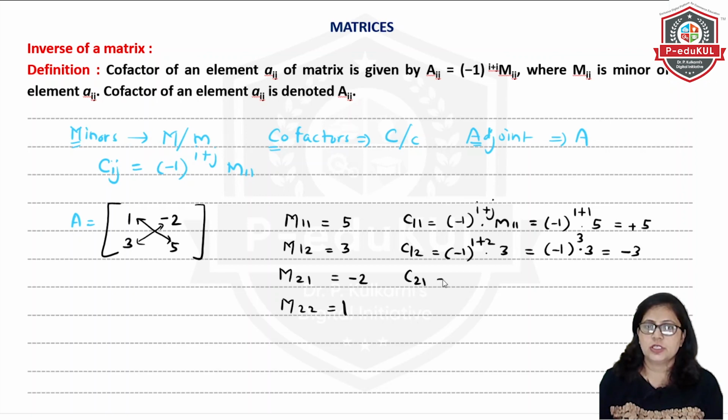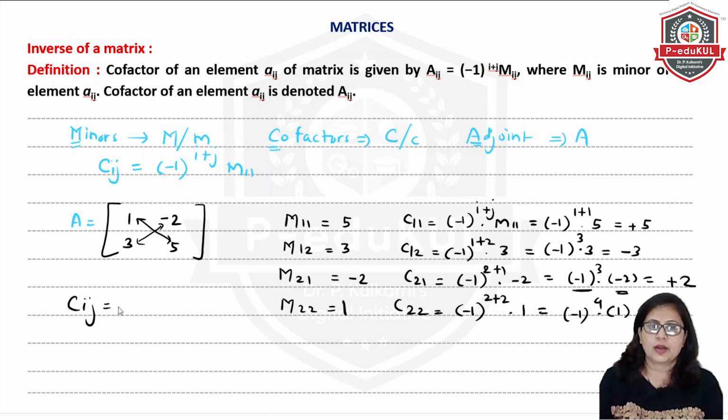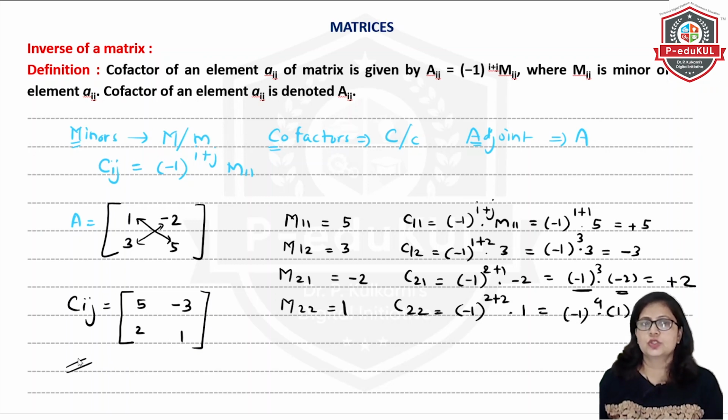Now the next is C21, -1 raised to 2 plus 1 into -2. Now -1 raised to 3 and again -2. Now this will also be negative, this also negative. So my value will be positive. And then C22, -1 raised to 2 plus 2 into 1. So this will be -1 raised to 4 into 1. So this will be +1. And then my cofactors matrix will be like this: 5, -3, 2 and 1. This is the matrix of cofactors. Okay, so this is very simple.